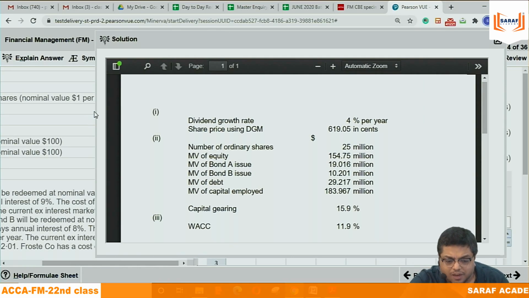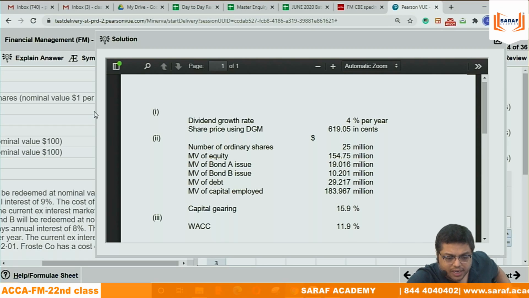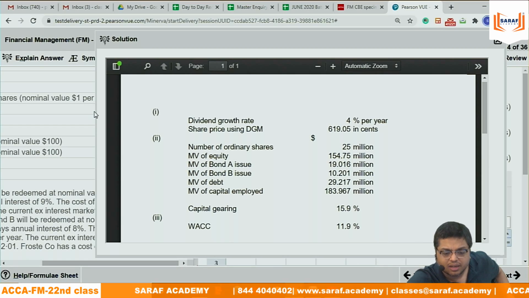0.52 divided by 8.4%. How much will it come? They are writing in cents. It is actually $6.1905. They are writing 619 cents. So 25 million into cents, then they have divided by 100. It is coming 154 million and so on.